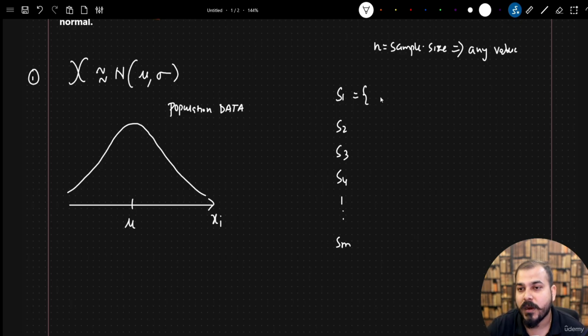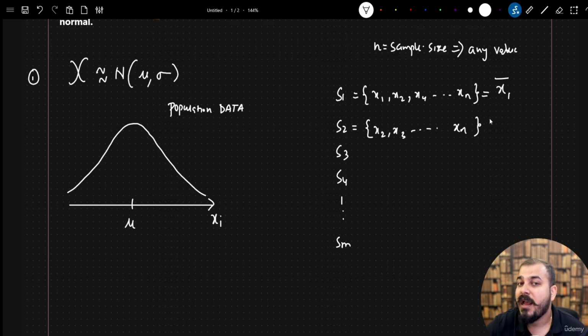So let's consider this S1. In S1, I may select X1, X2, maybe X4, and so on. We are just taking some sample data from the population data, and the last one will be Xn. Why n? n is the sample size. Then we compute the sample mean of S1. Similarly, in S2, we will select different elements, randomly selected like this, and this will be my sample mean 2. Similarly, we can get X3 bar with different values, and finally I'll have Xm bar.